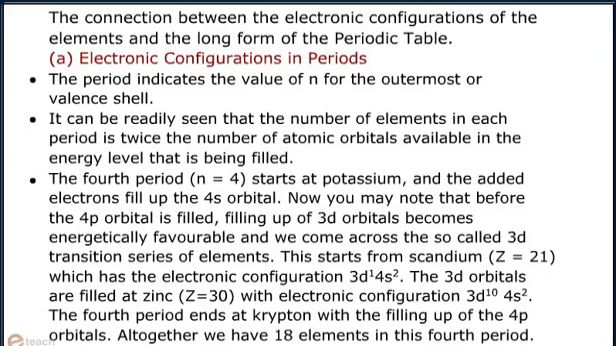This starts with scandium, which has the electronic configuration 3d¹4s². The 3d orbitals are filled at zinc with electronic configuration 3d¹⁰4s². The fourth period ends at krypton with the filling up of the 4p orbitals. Altogether, we have 18 elements in this fourth period.